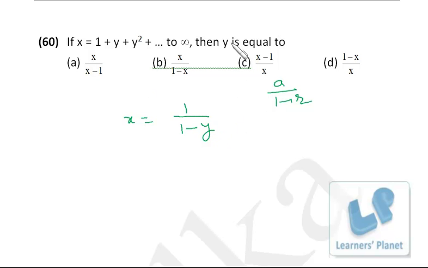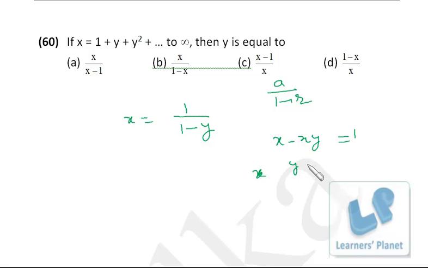Now we have to find out the value of y. So that's pretty simple. X minus xy is equal to 1. So y, x you can take common. I'm sorry, we need to find out the value of y.